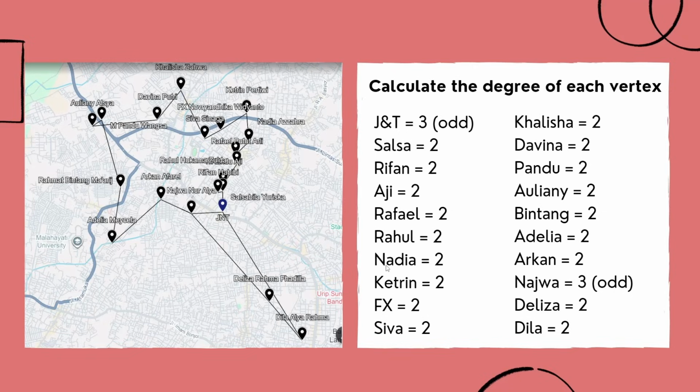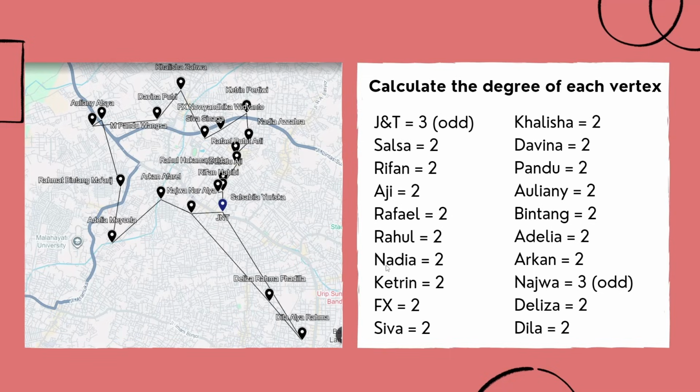After we create the graph from the delivery map, the next step is to calculate the degree of each vertex. Each location is treated as a vertex and each route is treated as an edge. The degree of a vertex shows how many routes are connected to that location.